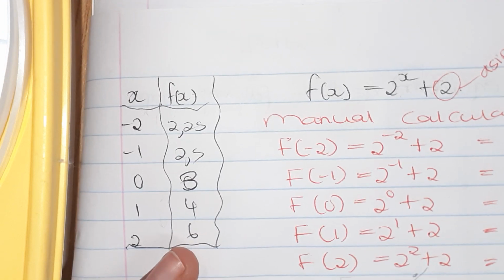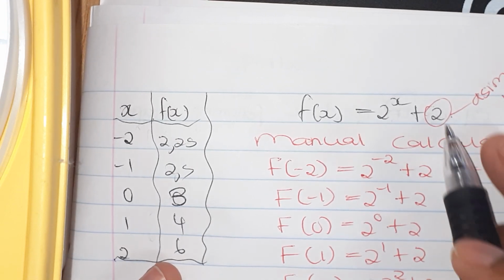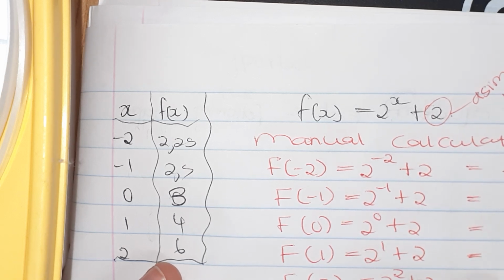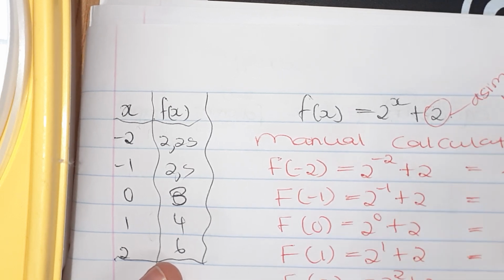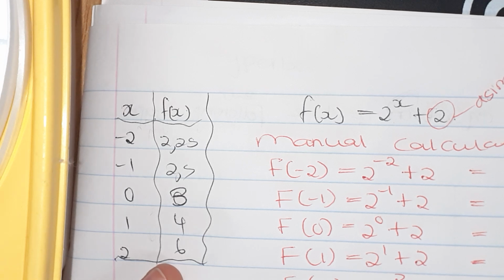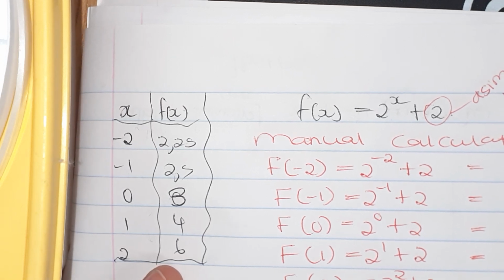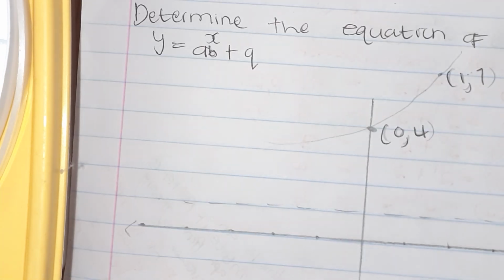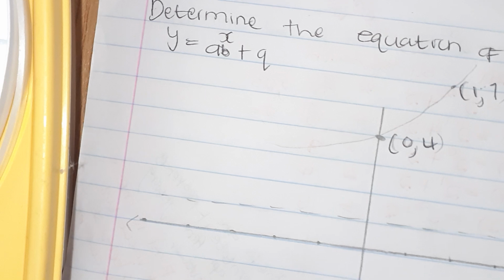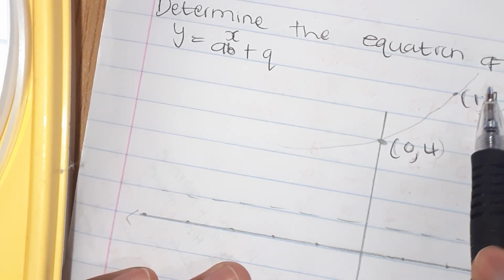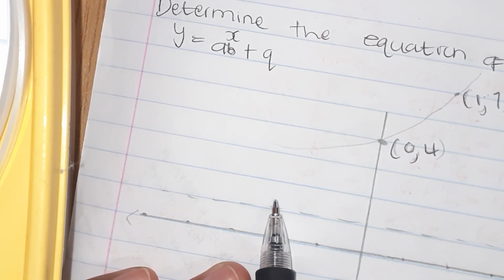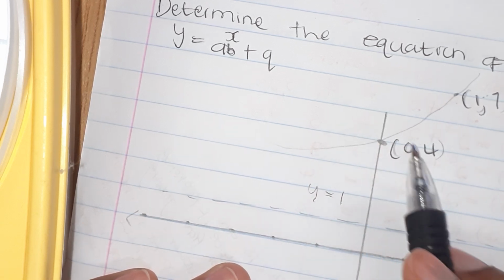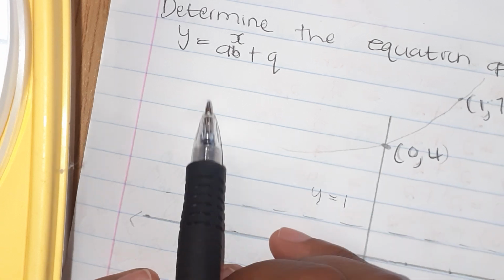So it will always be cutting the y-axis. If it's 2, it's cutting exactly at 2, and the graph is above that 2. If it's negative 2, then it's cutting at negative 2, and the graph is above that negative 2 asymptote. All right, let's say you have to determine the equation of an exponential graph. We are given this graph here. The asymptote here is y equals 1. So we're given (0, 4) and (1, 7).